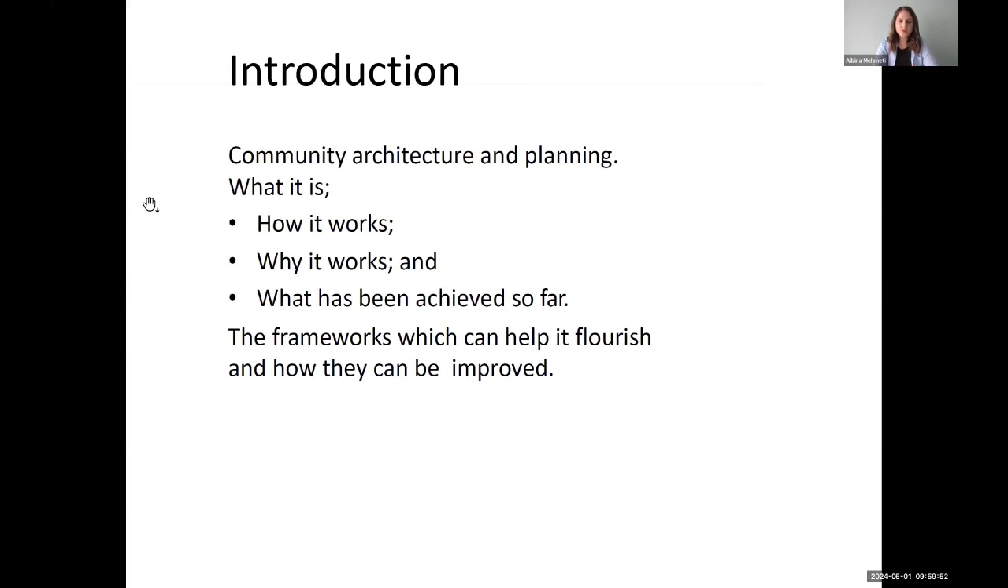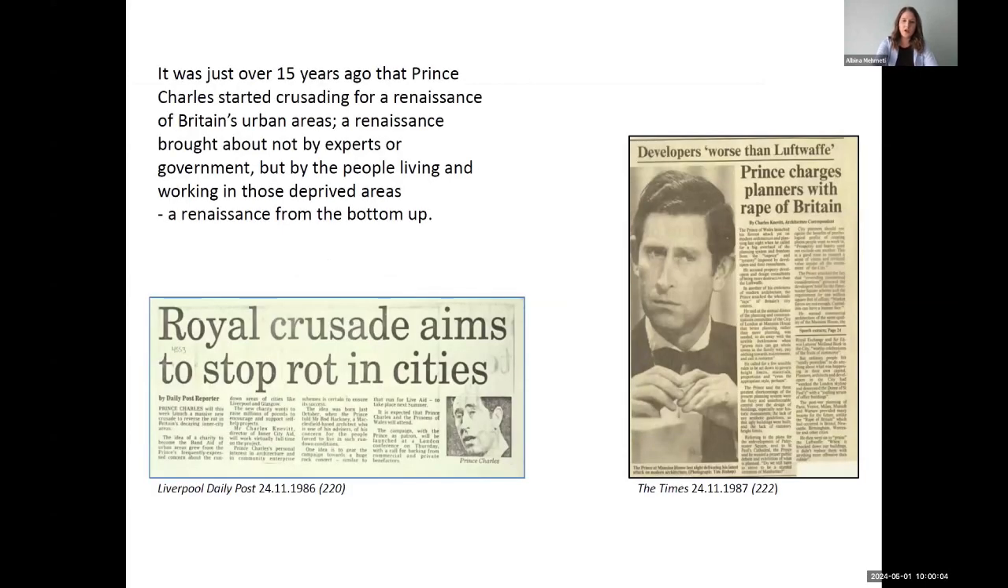So today we are going to talk about community architecture and planning: how it works, why it works, what has been achieved so far, the frameworks that can help it flourish, and how they can be improved. Just a short history of how it has developed over the years.